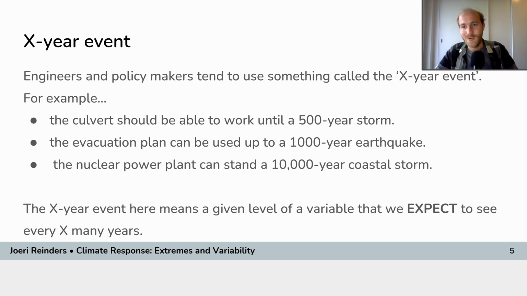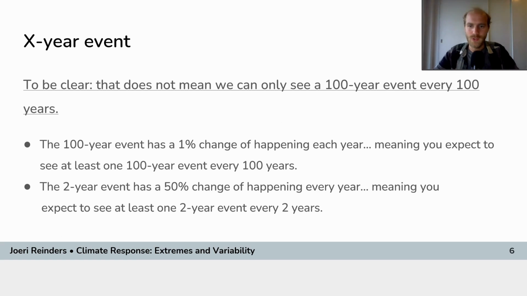Or if you go to the whole other end of the spectrum, when we talk about nuclear power plants, you of course don't want those to shut down or break. So they should be able to sustain at least a 10,000-year coastal storm. This is how these principles are used.